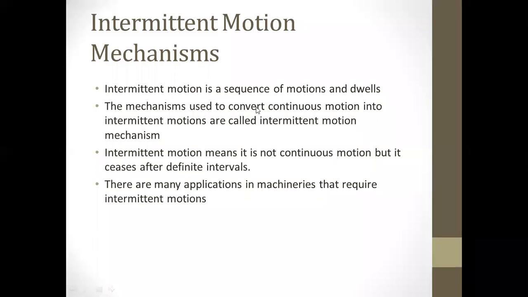So intermittent motion is a sequence of motions and dwells. This mechanism is used to convert continuous motion into intermittent motion. That means there will be breakage in the motion. Intermittent motion is not continuous motion, but it tries to cease or stop after definite intervals. There are many applications in machineries where you require intermittent motion.